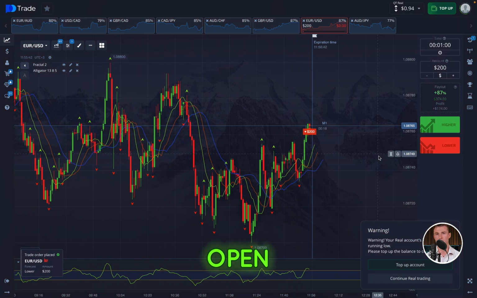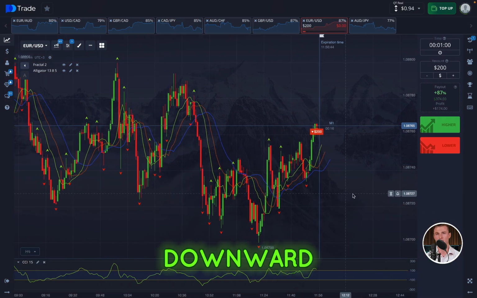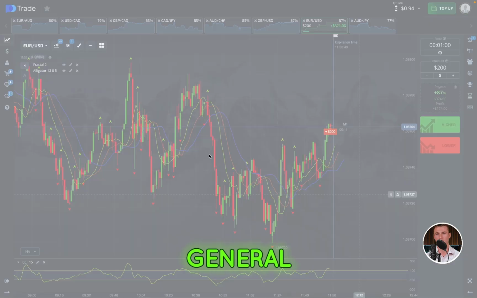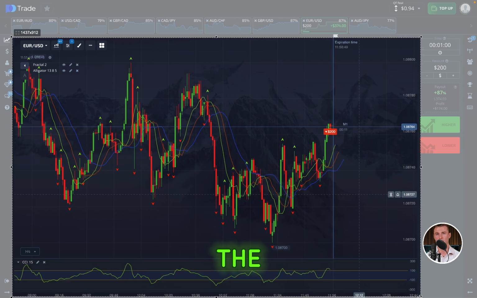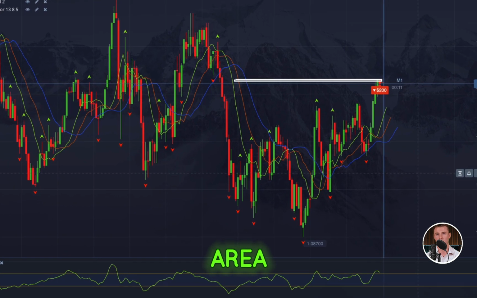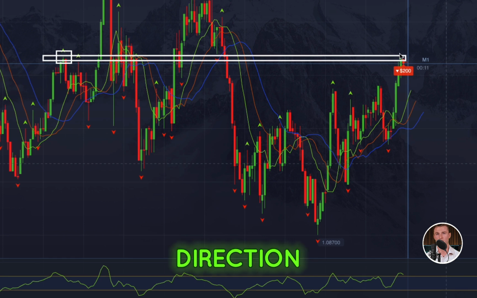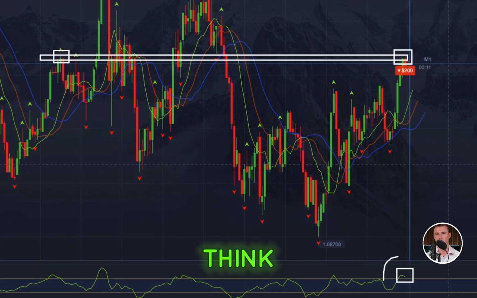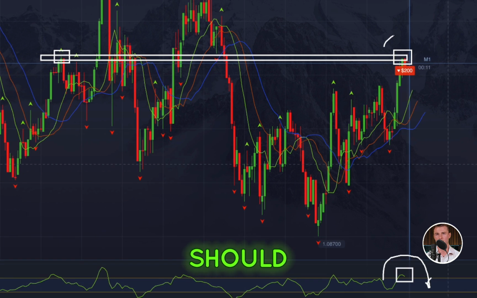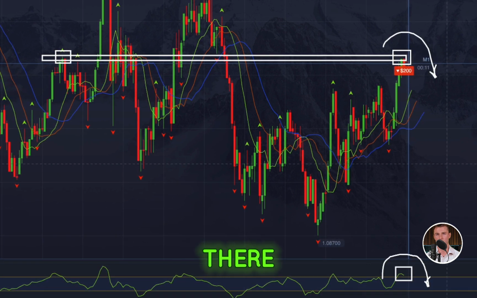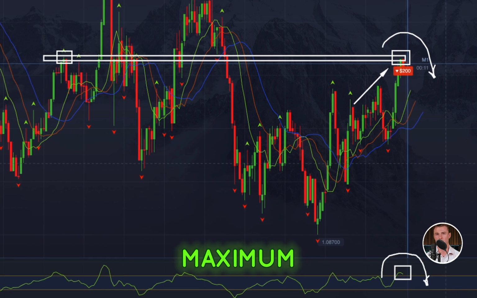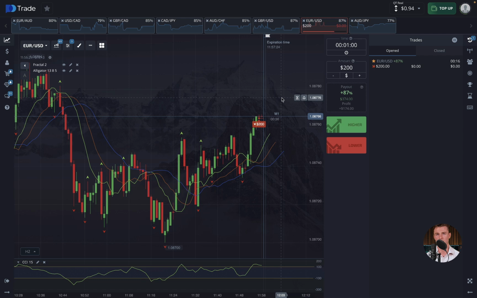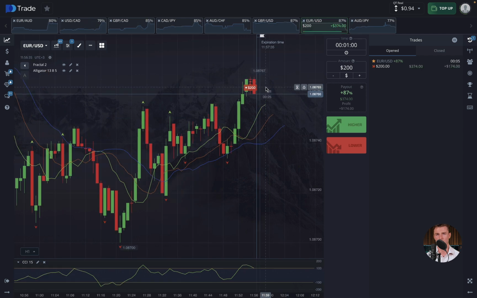And here's why not open a deal against the direction of the downward trend dynamics. I have a relatively good touch point in general, and the moving line along the oscillator is in the overbought area. I open a deal against the direction of the alligator moving lines. According to my logic, I think that a slight pullback of the dynamics should be present here. As well, there should be an update of the local maximum. Let's look at the result of this transaction.